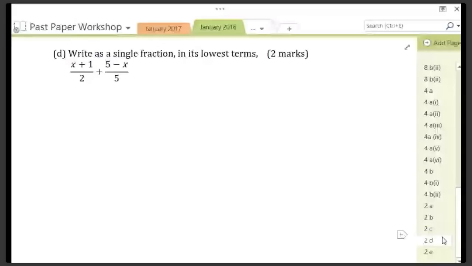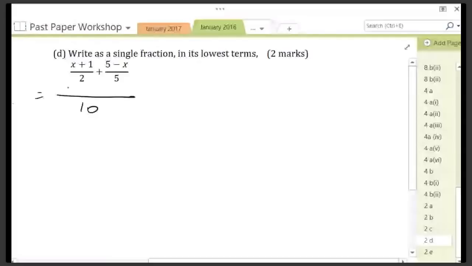Okay, part D. Write as a single fraction in its lowest terms for 2 marks. So this is an algebraic fraction. We just have to find the LCM of 2 and 5. The LCM of 2 and 5 is 10. So I just write 10 here. 10 divided by 2 is 5, and 5 multiplied by the numerator here, so this is 5 multiplied by x plus 1. And this plus sign comes here. 10 divided by 5 here is 2. 2 multiplied by 5 minus x.